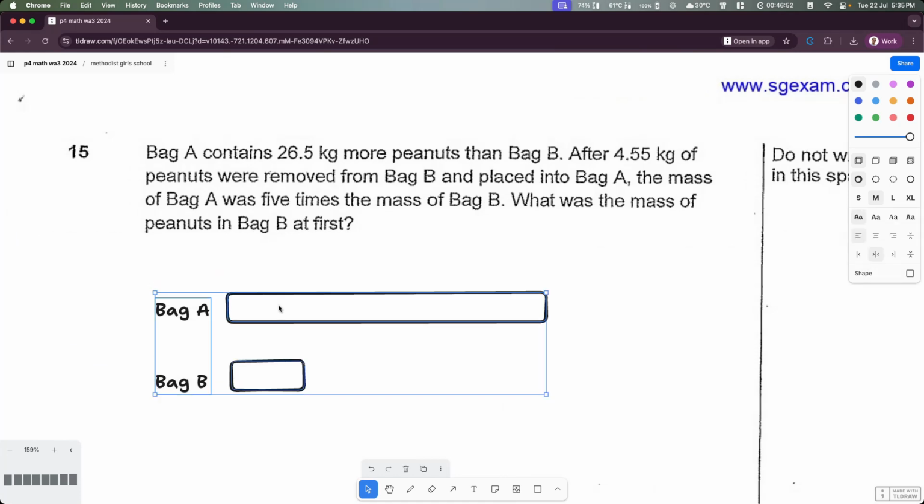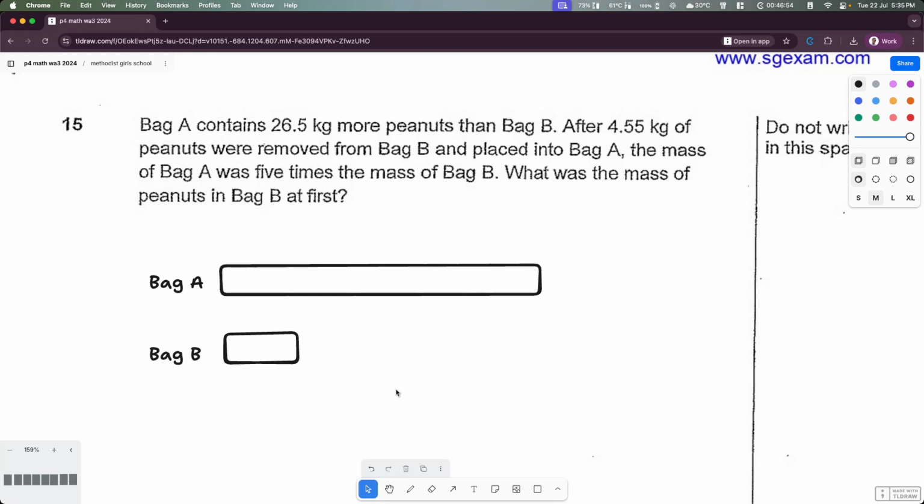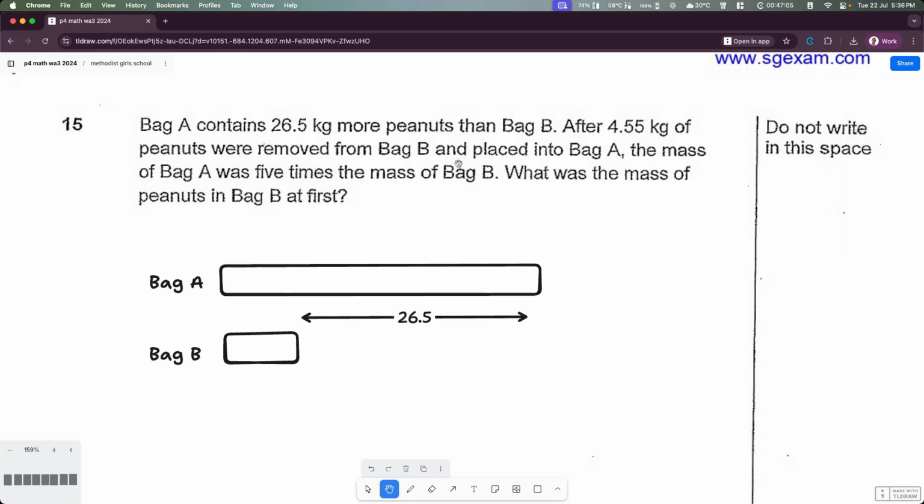All right, and how much more did bag A have? 26.5. So we're going to put an arrow over here to say this is 26.5. So we have done the first part, which is this: bag A contains more than bag B.